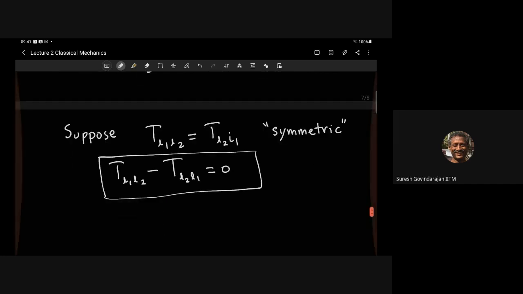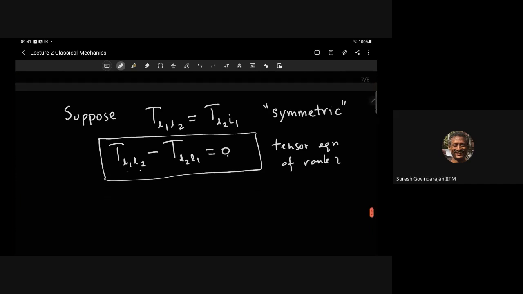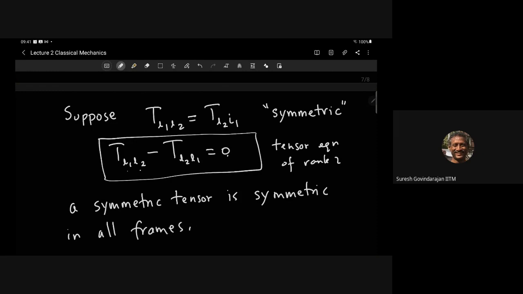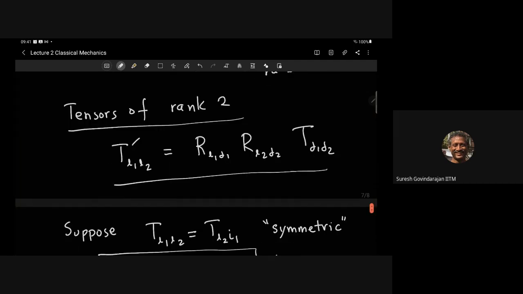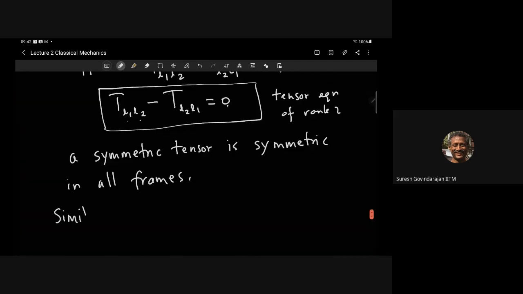Okay, so what does this tell us? In some frame, if T I1 I2 equals T I2 I1, or written this way, it's equal to the 0 tensor of rank 2, it will remain 0. So a symmetric tensor is symmetric in all frames. So this is a property which is preserved by rotations. You can go back to this formula and check it, but you can also understand it this way. Both are equivalent. Okay. Similarly, antisymmetric means you put a minus sign.